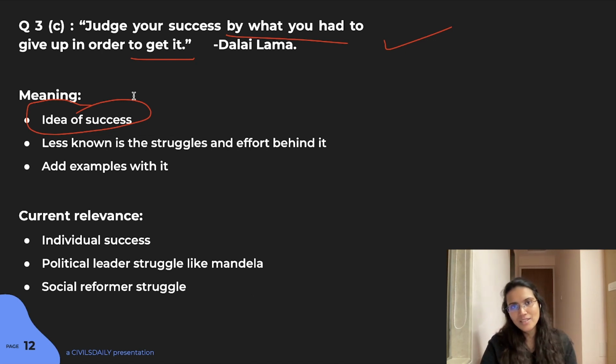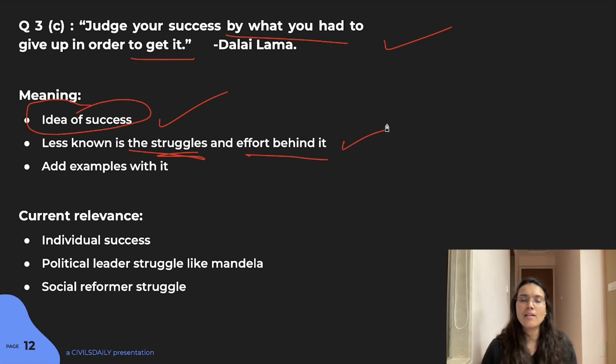When you look at success and you start working for it, you understand the kind of hard work that you have to put in behind. So the idea of success, you can start with how we perceive it at the first go, right? The less known ideas of how struggle and effort are behind it is something that we miss out. You can add a lot of different examples here, maybe some UPSC related or some other field related. You can talk about Einstein, you can talk about even Kalam. He had tried for the Air Force examination, he did not clear that.